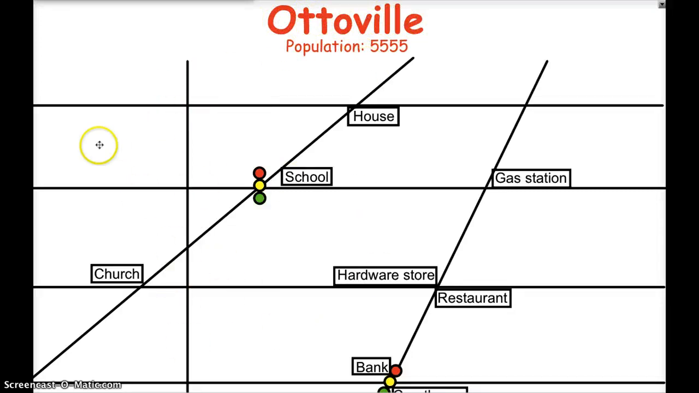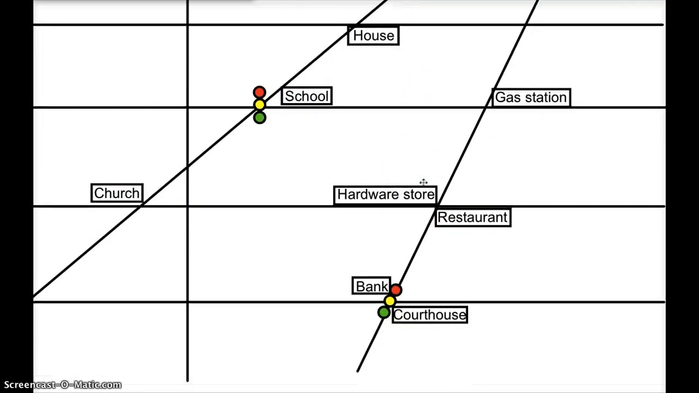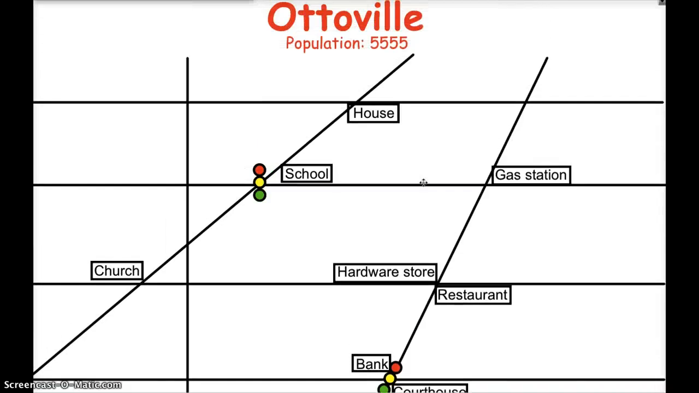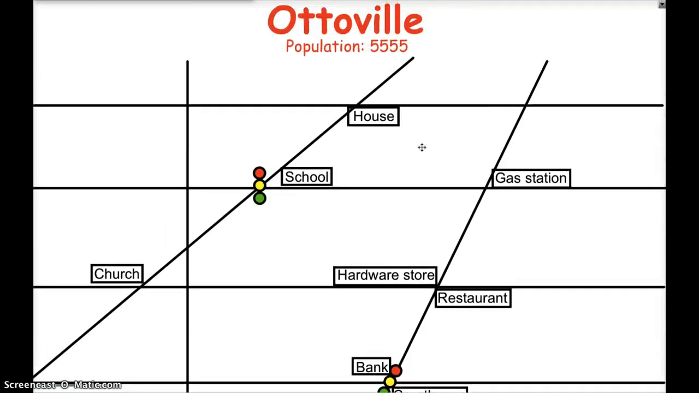There are streets running through here, have labeled different types of buildings. We have a couple stoplights in there, and then the only thing that would need to be added into this are maybe street names for each one of these streets, but that's what we're going to be looking at.